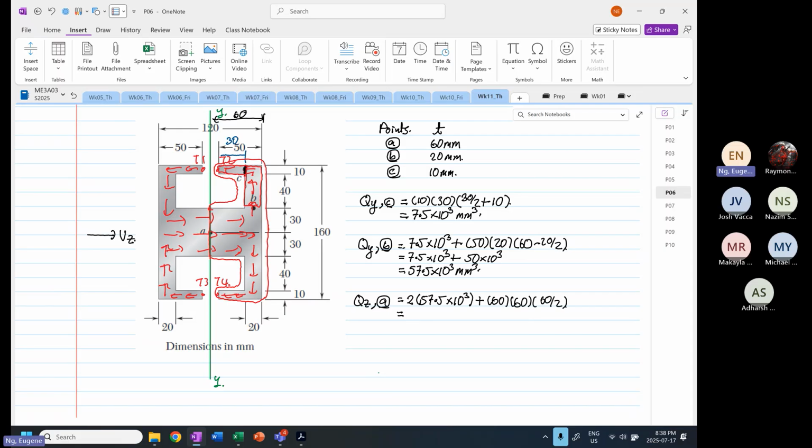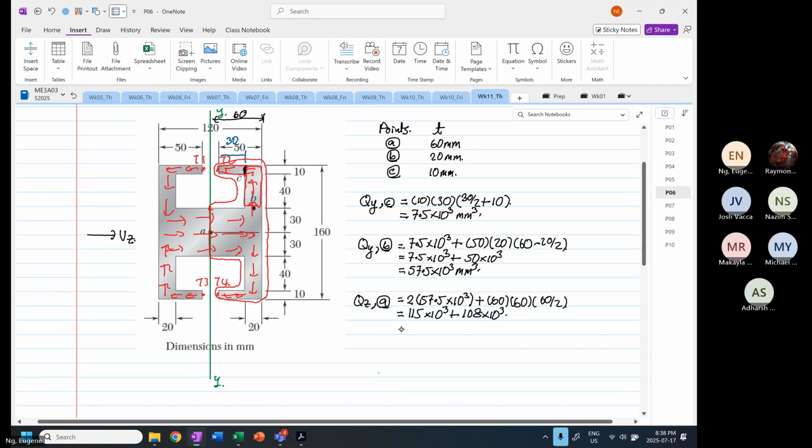So this is equal to 2 times 57.5 times 10 to the power 3, which is 115 times 10 to the power 3, plus 60 times 60 times 60 divided by 2, which is 108. Okay, 60 to the power 3 divided by 2 is 108. So this will be equal to 115 plus 108, which is 223 times 10 to the power 3 millimeter cube.